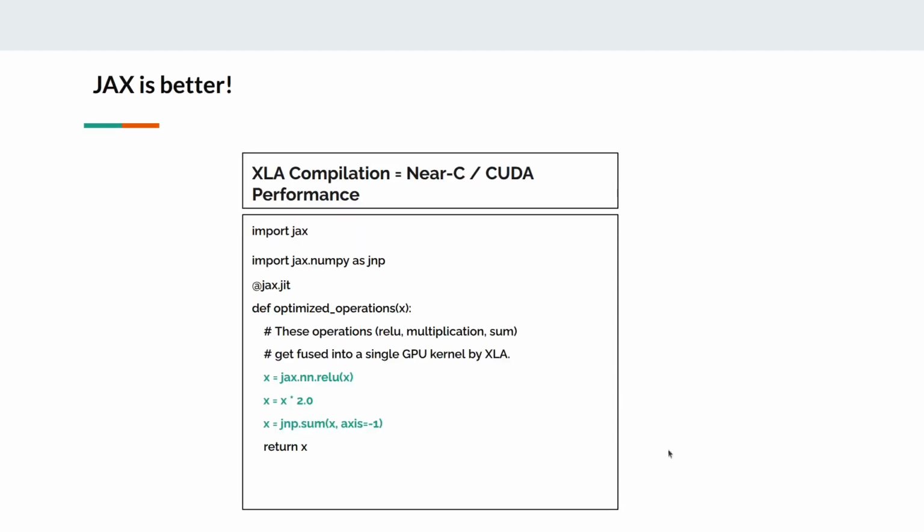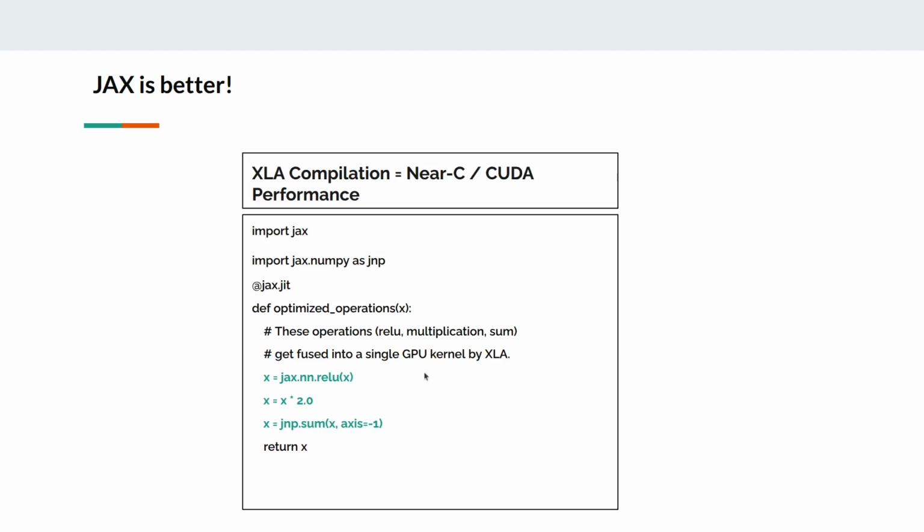Now consider this. You have this function which is an optimized operation and it has the decorator jax.jit. Here these three lines, where you have x equal to relu of x, x equal to x times 2.0, and then this summation, all these three will be transformed into one operation when you compile it into XLA. This is basically what fusion is all about.